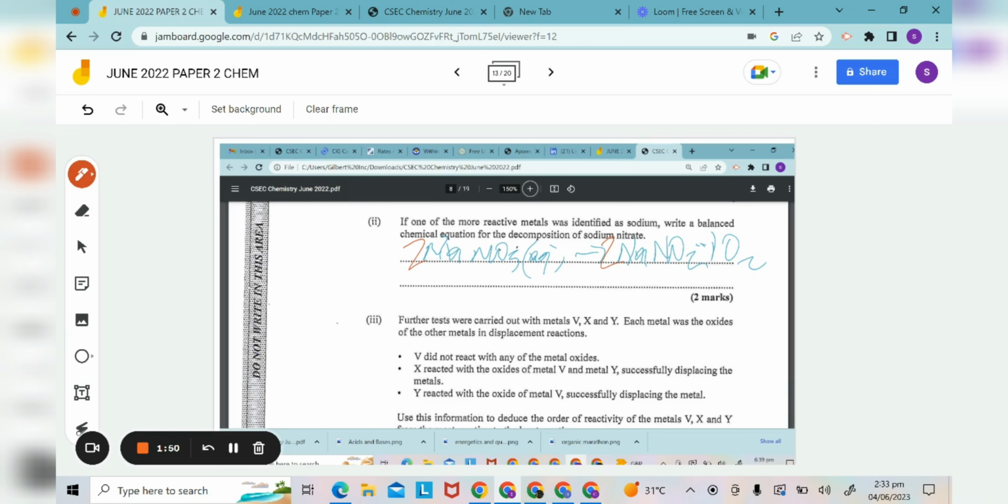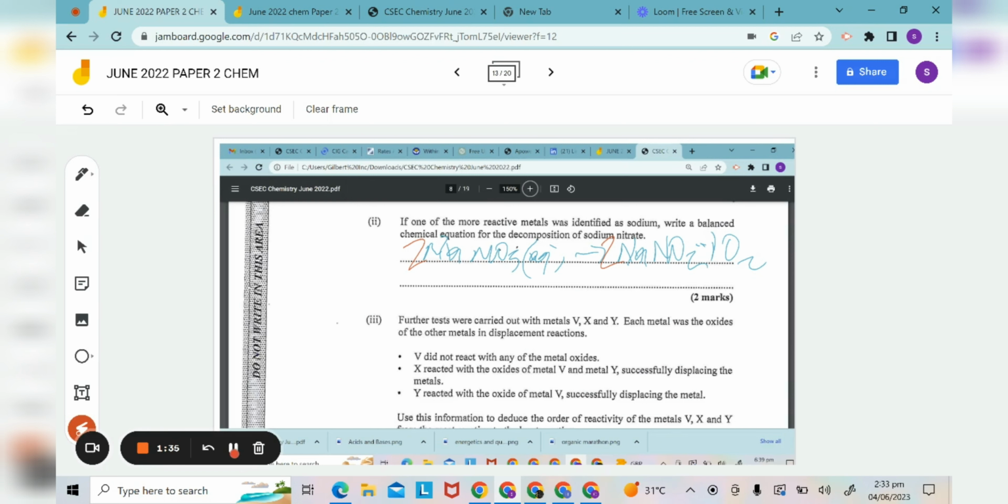Then now the question says further tests were carried out, right? Further tests were carried out with metals V, X, and Y. Each metal was added to the oxides of the other metals in displacement reactions. So let me read that again because that was not clear for me. Further tests were carried out with metals V, X, and Y. Each metal was added to the oxides of the other metals in displacement reactions.